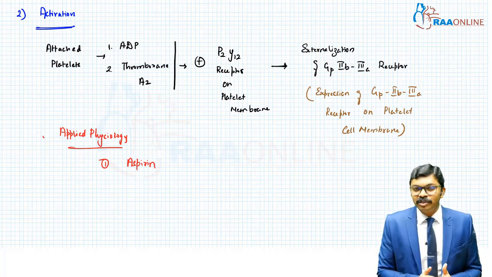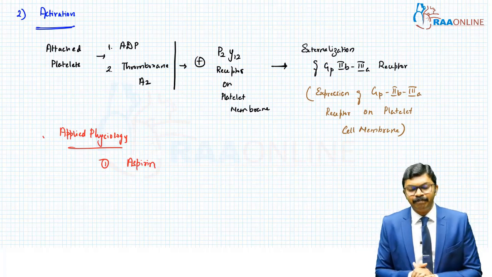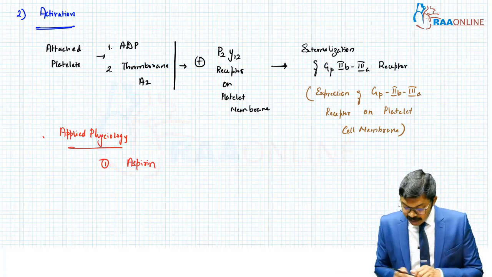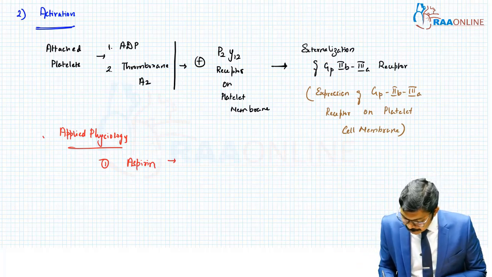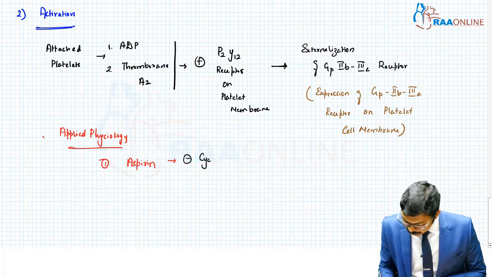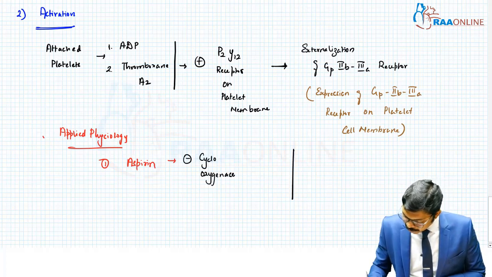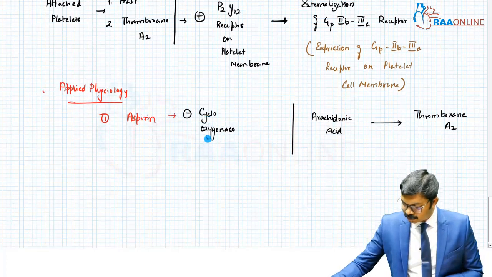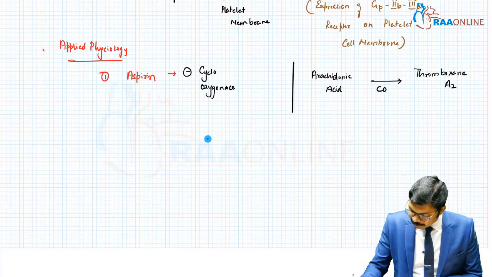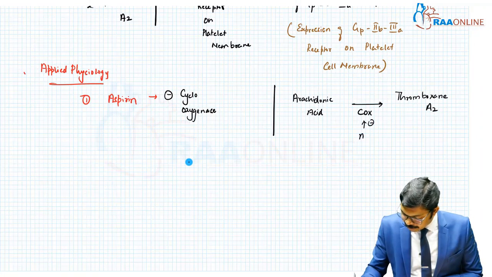So learn aspirin now itself and let your knowledge of aspirin keep progressing as you move into your subsequent years. But when it comes to aspirin, guys, it has a tendency to block thromboxane A2. Aspirin inhibits an enzyme called cyclooxygenase. Cyclooxygenase is an enzyme that converts arachidonic acid to thromboxane A2. Exactly, that cyclooxygenase is getting blocked by aspirin.